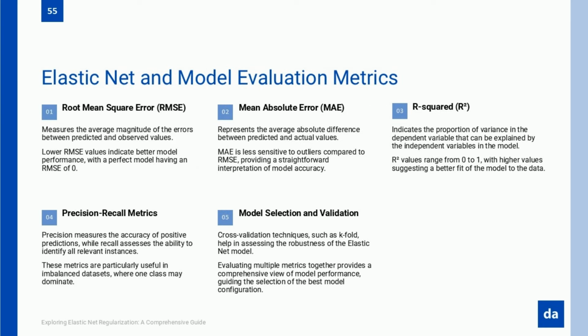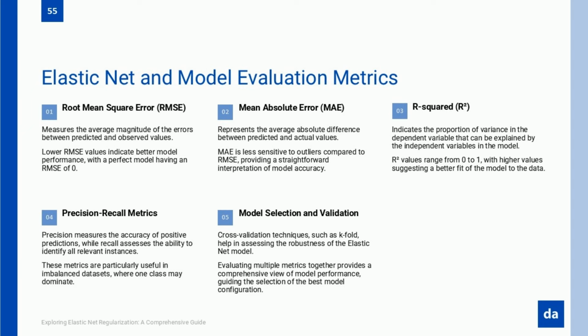Building an Elastic Net model is just the first step. To determine whether the model is actually performing well, we need to evaluate it using the right metrics. A good evaluation process ensures that the model is accurate, reliable, and generalizes well to new data. But choosing the right metric depends on the type of problem we're solving, whether it's regression or classification. For regression problems, where Elastic Net is most commonly used, the key metrics include mean squared error, MSE, root mean squared error, RMSE, and mean absolute error, MAE.